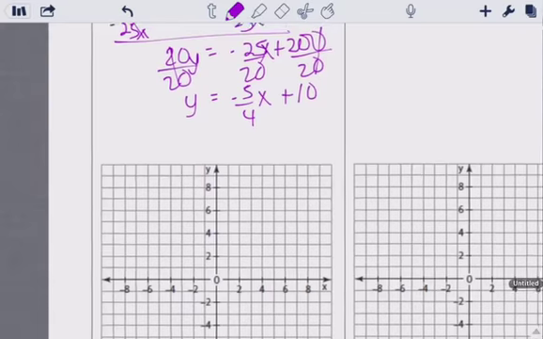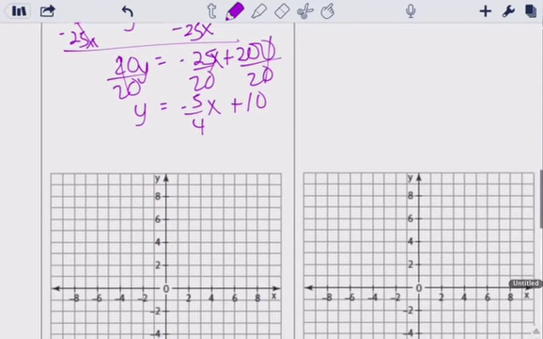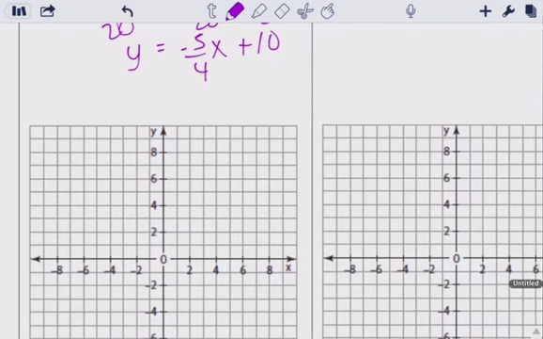So, to me, I'd rather graph this than decimal. So get rid of the decimal, put it at 10, it's right here. I go down 5, 1, 2, 3, 4, 5, over 1, 2, 3, 4. 1, 2, 3, 4, 5, 1, 2, 3. Okay? And there you go.